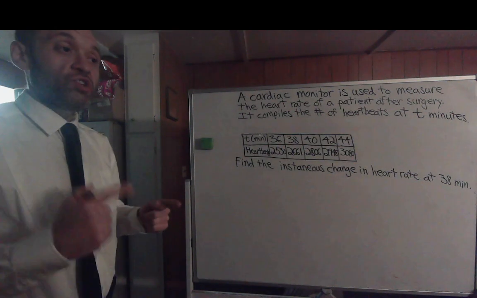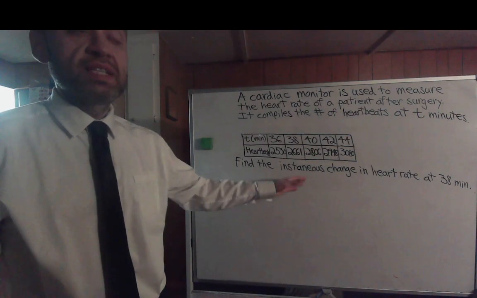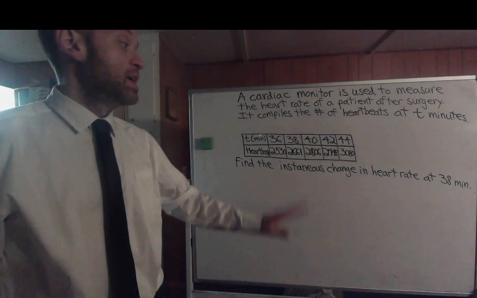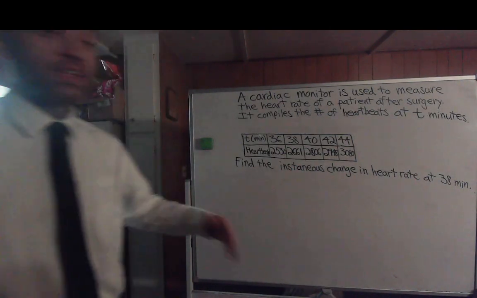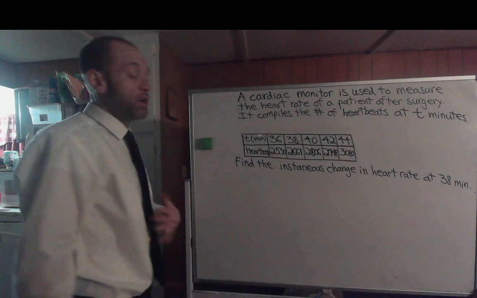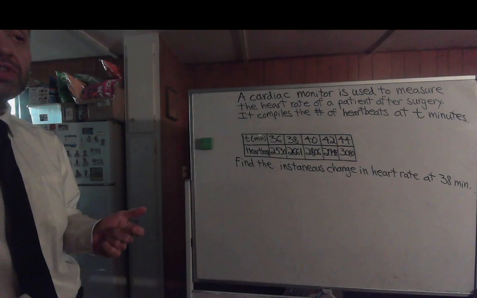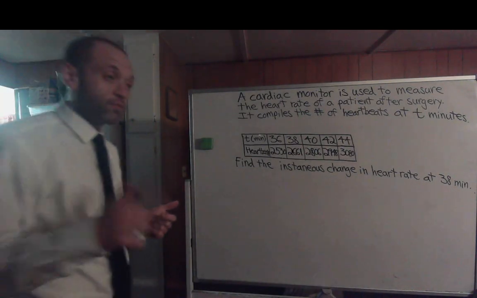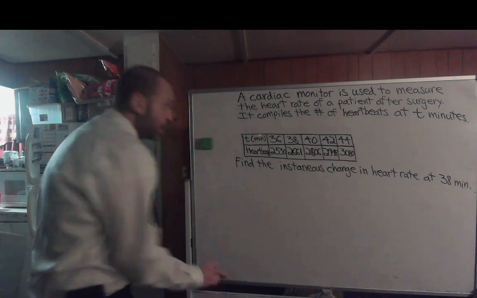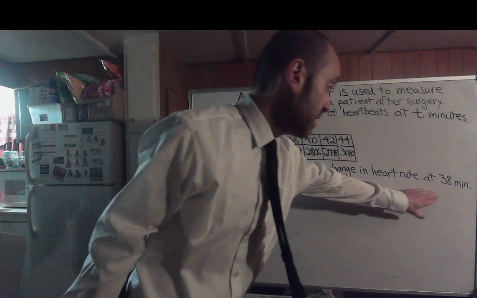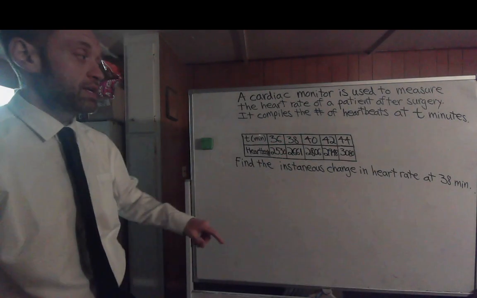The word instantaneous should clue you in that we're talking about the slope of a tangent line. That's what instantaneous change is. If it's average, that means secant. For now, all we have to find an instantaneous change is taking the average of the slopes of two secant lines. But before too long in the course, we'll get other tools. If we want to find it at 38 minutes, we need to find the slope of two secant lines that contain the time 38 minutes.